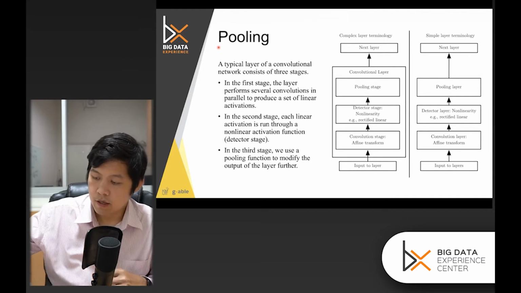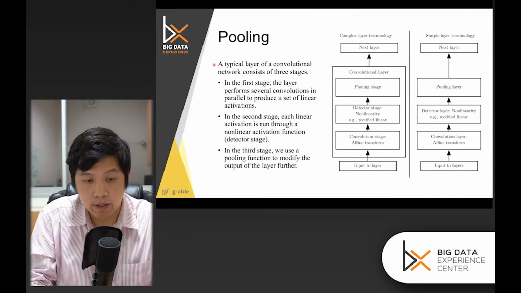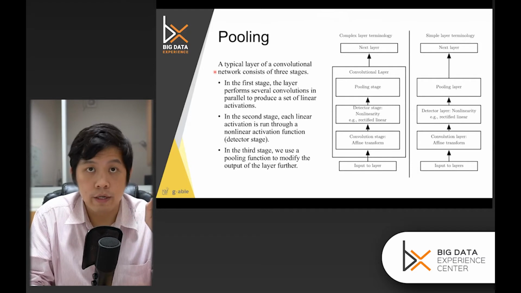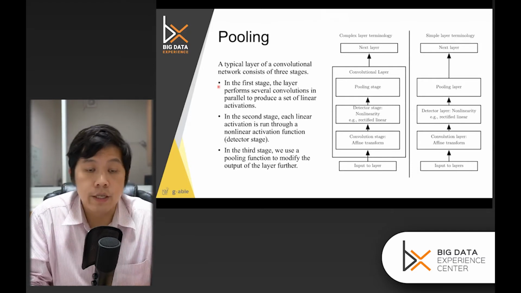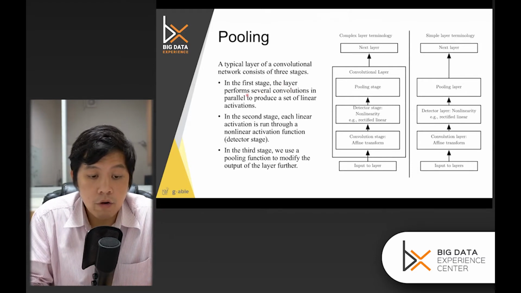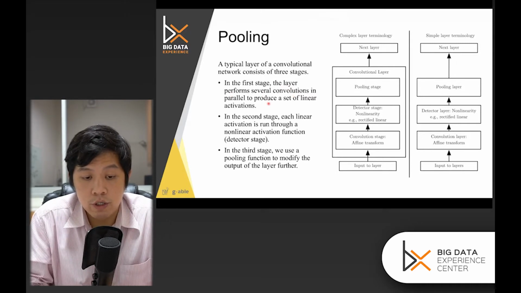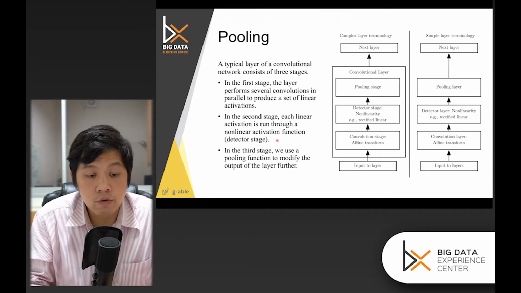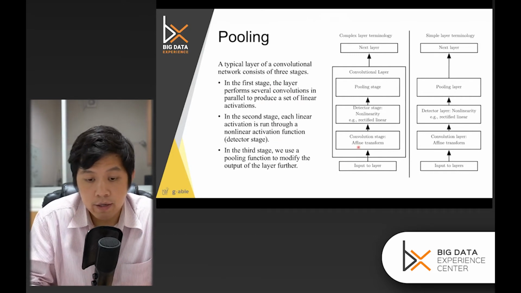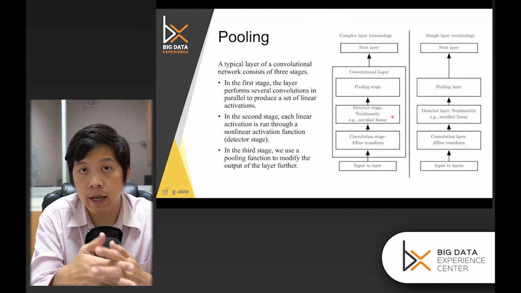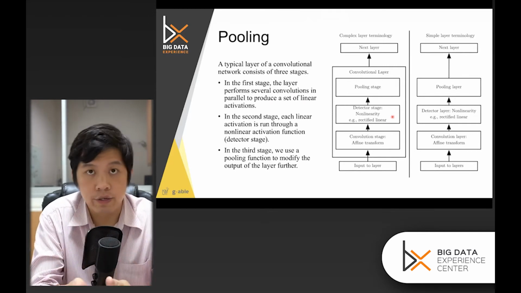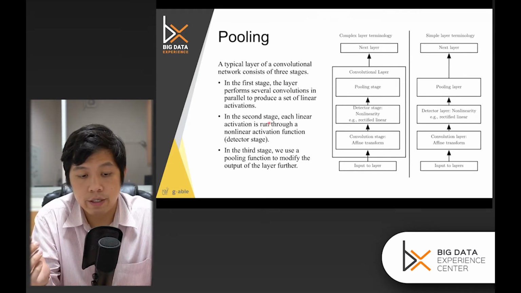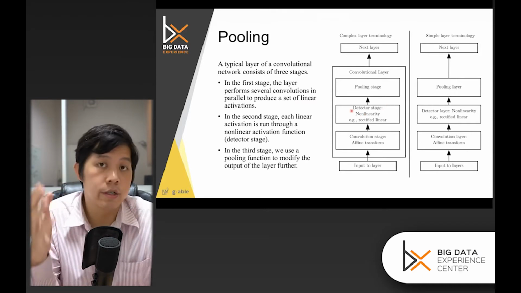Usually in a convolutional neural network, the process can be divided into 3 stages. The first stage is the convolution. You perform the convolution to produce a result that will be fed into activation. So start with convolution, then pass to the detector stage, which is passed through something like ReLU, the rectified linear unit, or sigmoid. Usually it is the ReLU detection stage.